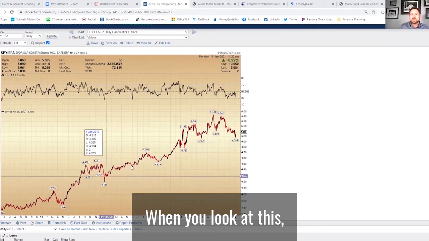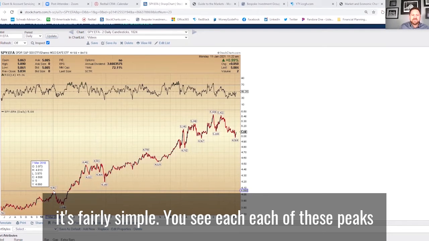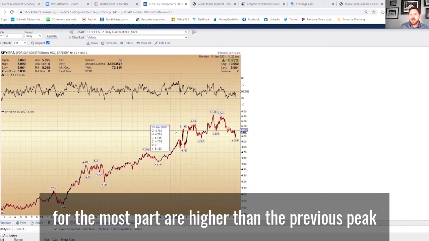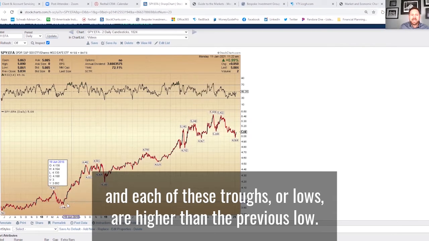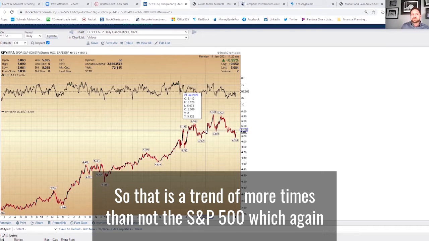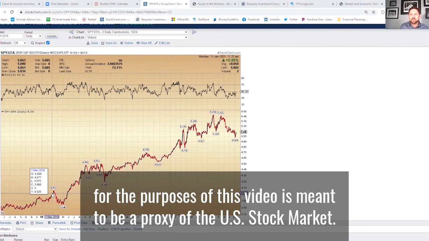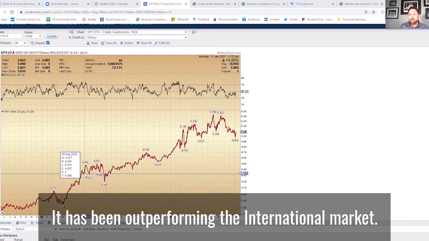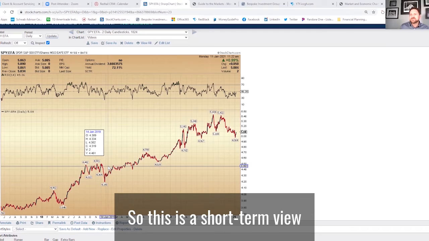And when you look at this, it's fairly simple. Each of these peaks, for the most part, are higher than the previous peak, and each of these troughs or lows are higher than the previous low. What is that? Well, it's a trend. So more times than not, the S&P 500, which for the purposes of this video is meant to be a proxy of the US stock market, has been outperforming the international market. So this is a short-term view.